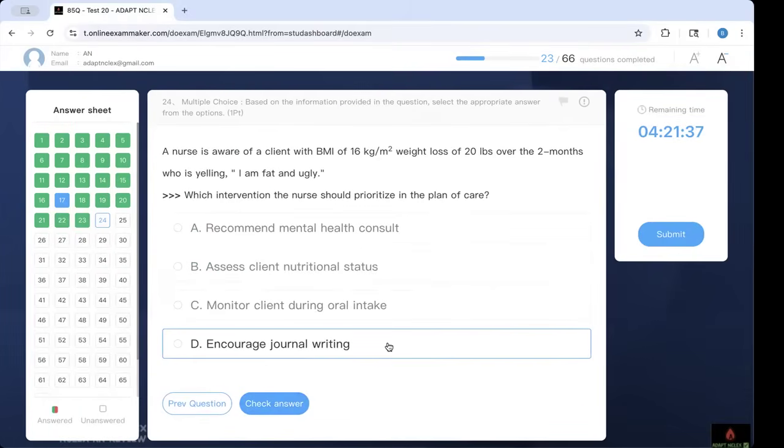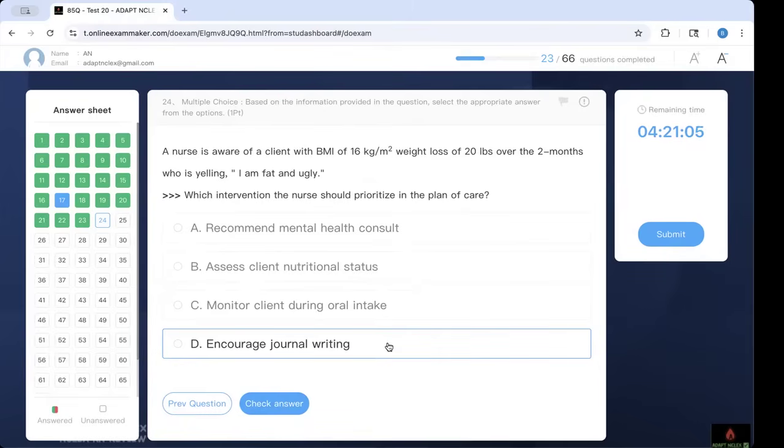And this is a client with a BMI of 16, weight loss of 20 pounds over 2 months. That's bad. Who's yelling? I'm fat and ugly. Anorexic patient. Which intervention should the nurse prioritize in the plan of care? Recommend a mental health clinic, assess client nutritional status, monitor client oral intake, or correct the general writing. What should you prioritize in this situation? They lost 20 pounds over 2 months. They think they're fat. This is bad. The BMI of 16.